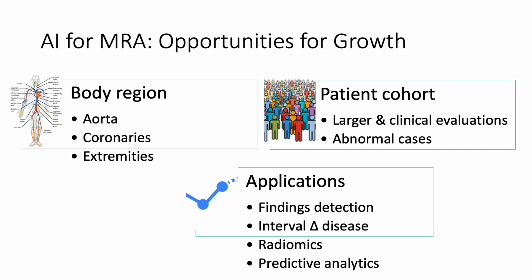Measurements are one thing that could be very easily automated, and automated in a way that's probably more accurate than us as humans doing those measurements, and that can also then tie very nicely into quantification of interval change in disease, which is not something that we can automate as easily today.